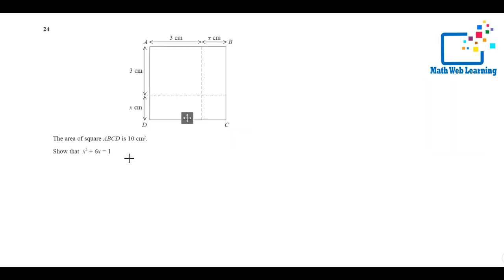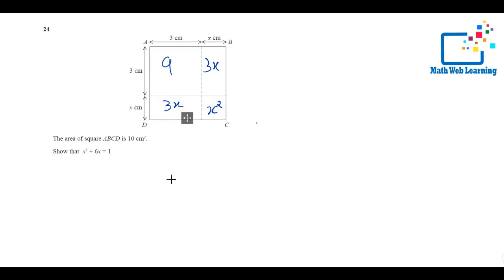Question 24, we want to show that this expression will show that x squared plus 6x equal 1, right? Using the diagram here. Okay, so let's do that. We have a square, which is 3 plus x by 3 plus x. So let's do the area for this square, which is 9. Now this one here is 3 by x, or 3x. This one is also 3x, and this one is x squared.